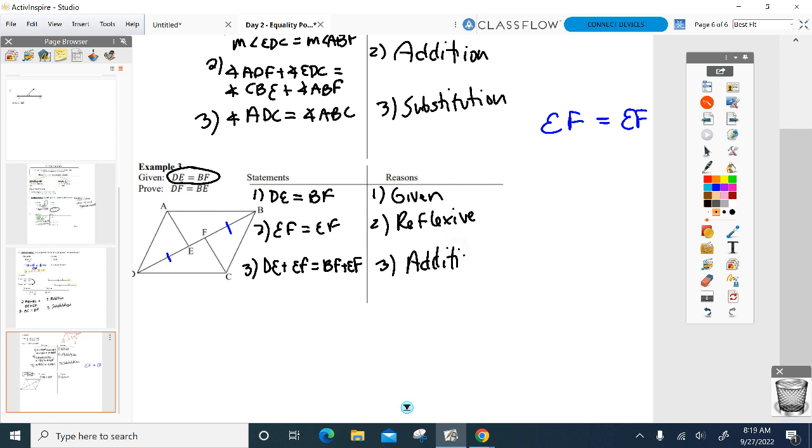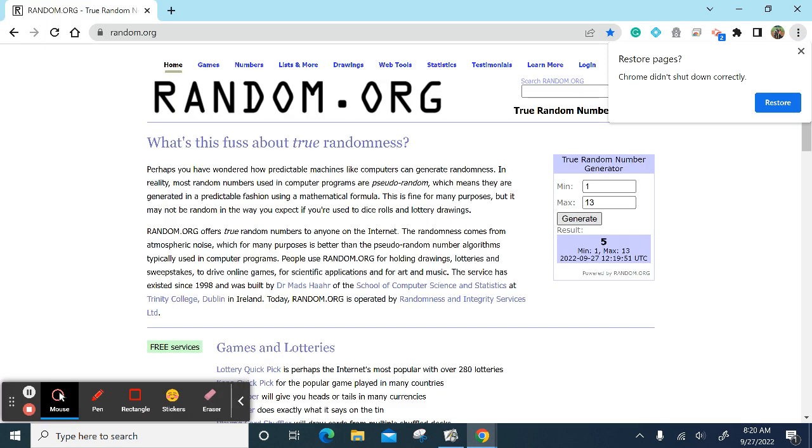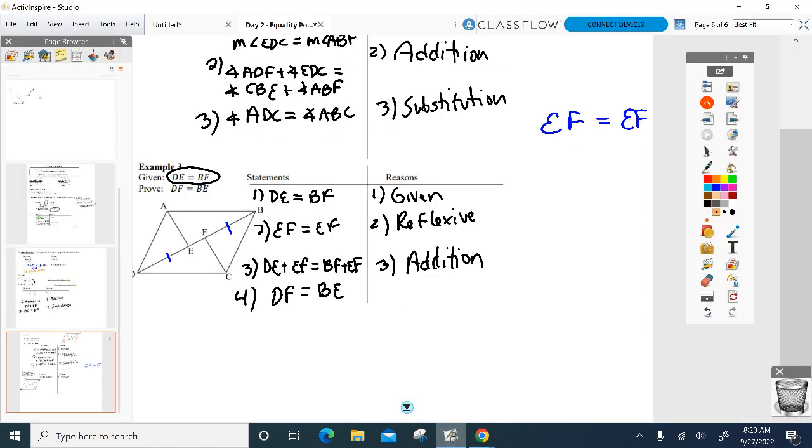And I'm certainly not done because that does not match my proof statement, but I notice, hey, if I add DE and EF, I get DF equal to BE because of substitution. Yep. Just get in that habit all year. If you write addition down, probably the next reason is going to be substitution.